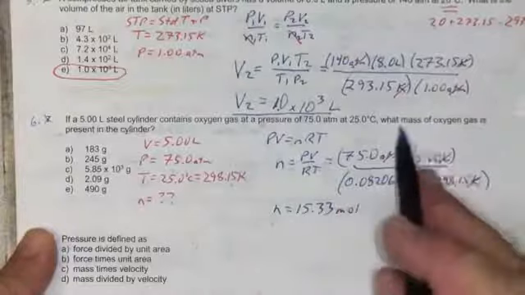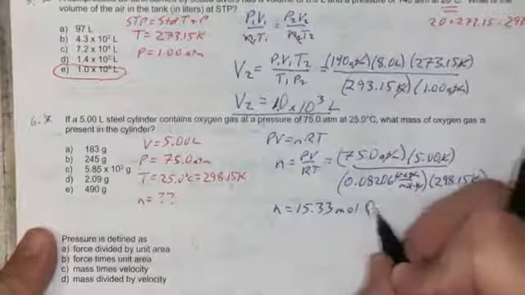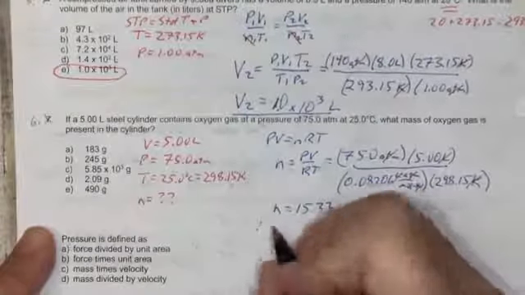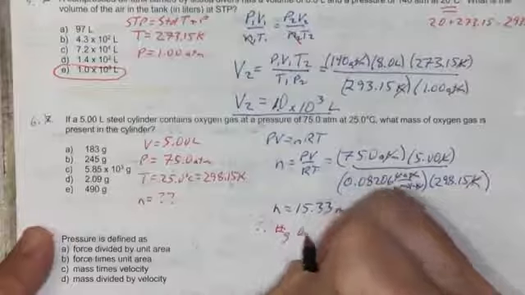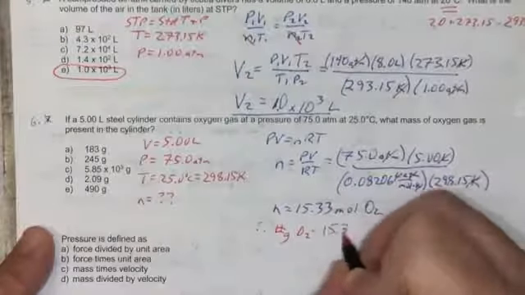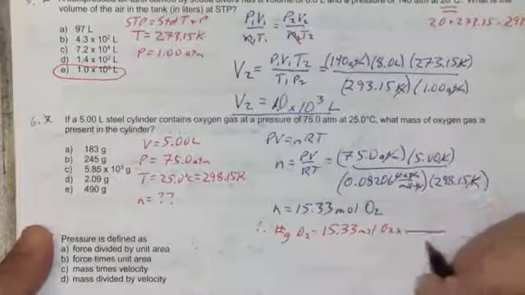This contains this much oxygen. This says what mass of oxygen gas? This is moles of oxygen, O2. So we're not finished. We're going to say, therefore, the number of grams of O2 is equal to 15.33 moles of O2 times, and how do you go from moles to grams?